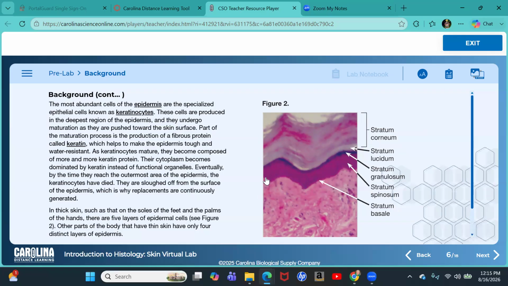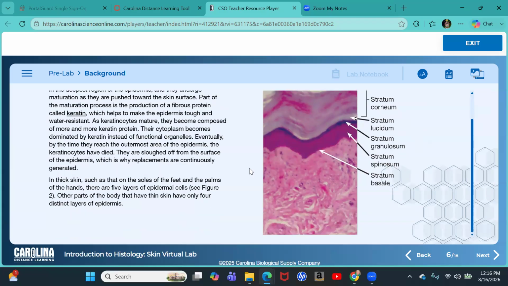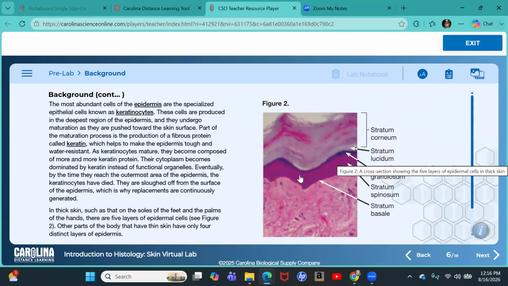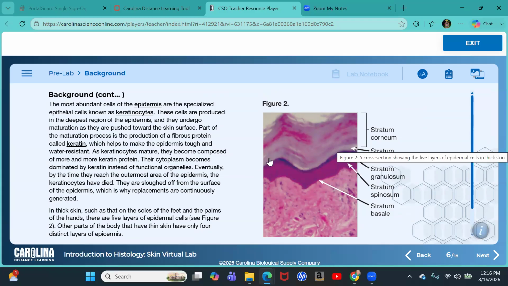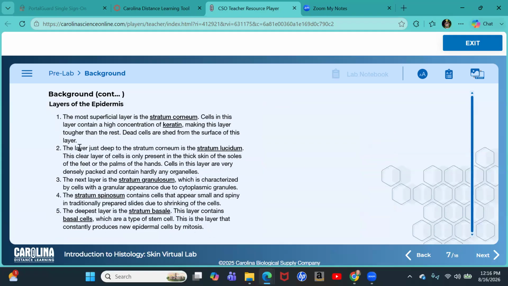Then you have your stratum spinosum here. This is very similar to your basal cells, but they do not have any stem cells at the stratum spinosum level. Then you have your stratum granulosum level, your stratum lucidum, and notice how as you get further up, the cells begin to push up and push up. Eventually they become more clear, they become dry, and they slough off here in the stratum corneum layer.